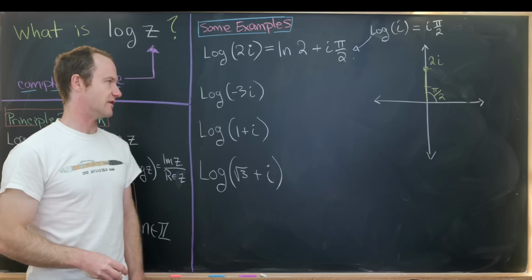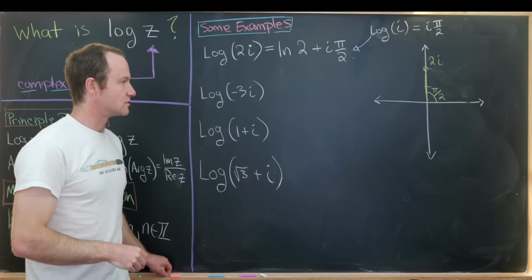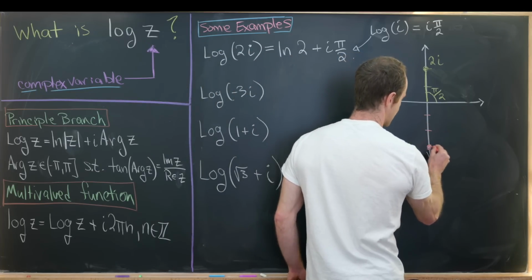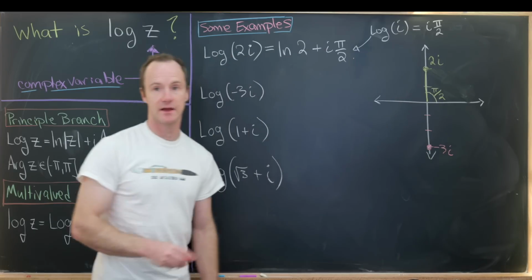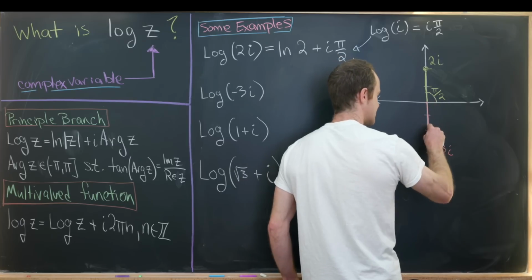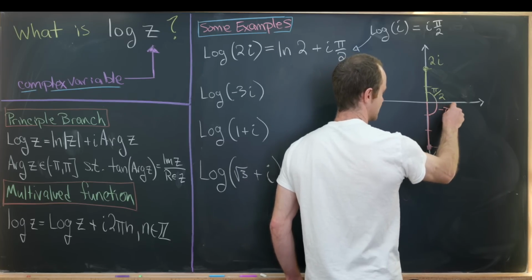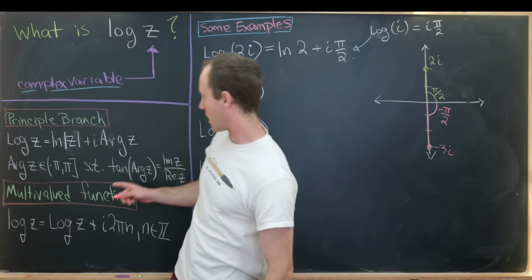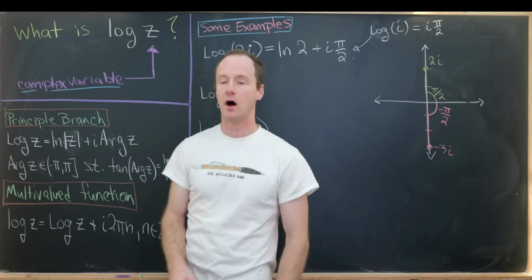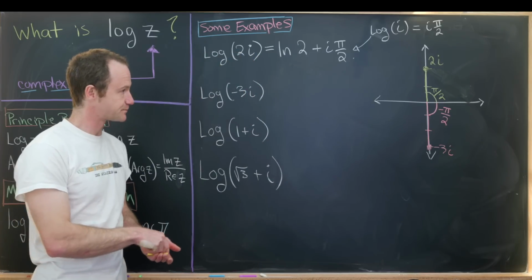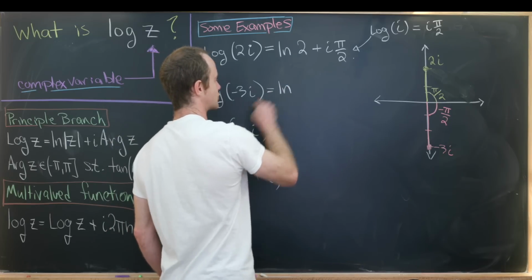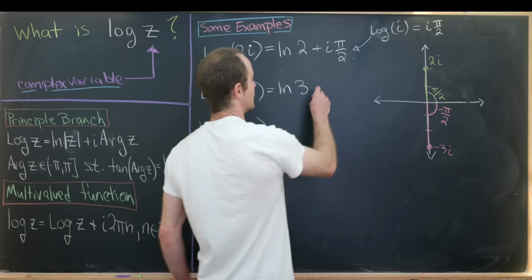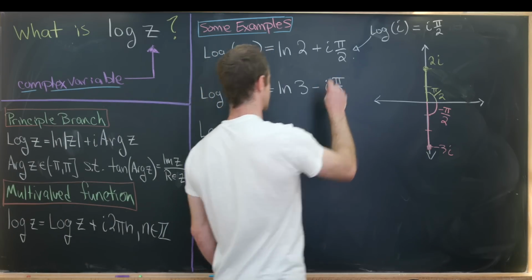Now let's look at the log of minus 3i. So let's graph that. So that'll be down the imaginary axis 3 units. So that'll be like down here, minus 3i. And notice the argument in this case is minus pi over 2. You could either take minus pi over 2 or 3 pi over 2. But since we're taking our standard choice of argument to be on this range, we'll take minus pi over 2. So putting that together, we have the natural log of the modulus of this, but the modulus of negative 3i is just 3. And then we'll have minus i times pi over 2.